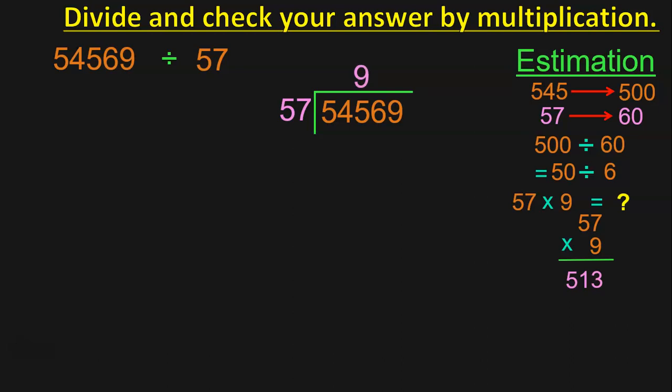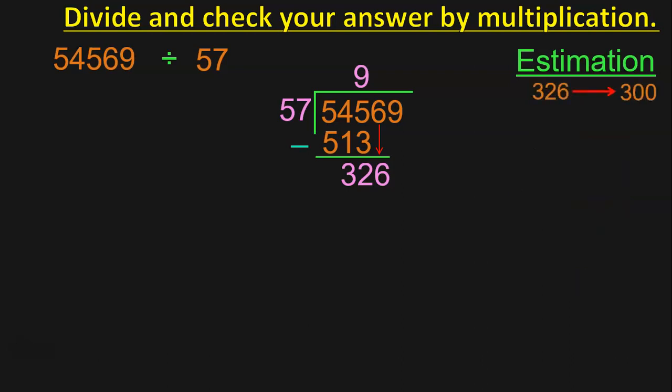So 57 into 9 is 539. When you subtract these two, 5 minus 3 is 2. 4 minus 1 is 3. You get the remainder to be 32. The next step is to take and write down the next digit 6 near the remainder. So you get 326 divided by 57 now.